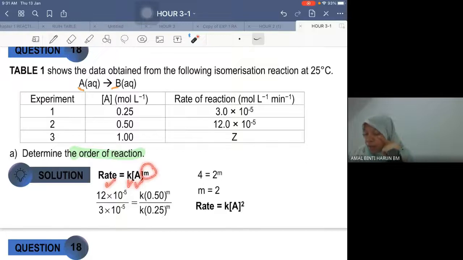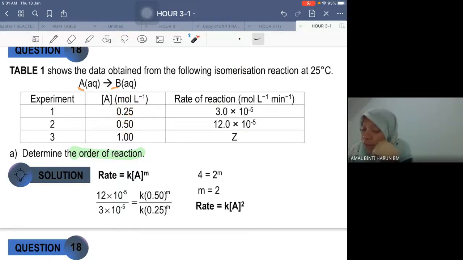And then pilih dua eksperimen, satu reaktan je kan. Dua reaktan untuk kita samakan. Ataupun yang ni tak ada yang sama kan. So pilihlah mana-mana. Contohnya dekat sini, sebab yang ni dia bagi tak ada value. So kita guna value yang ada, which is 0.5 divide by 0.25.